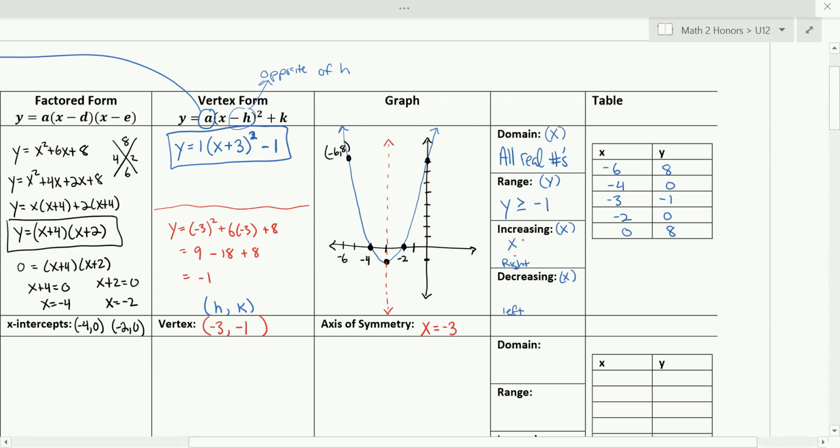X greater than what? -3. So you're always going to use this value here. This is your axis of symmetry. This is the middle, right? And so if I want to talk about the right side, I'm going to say everything bigger than that -3. If I want the left side, everything less than that. And so x less than -3 would be the decreasing part.